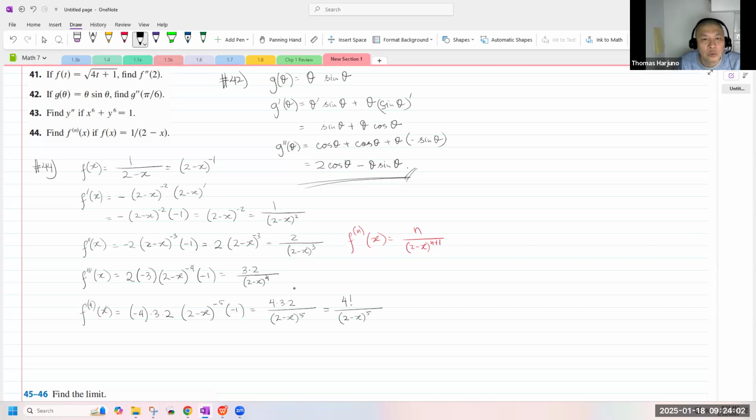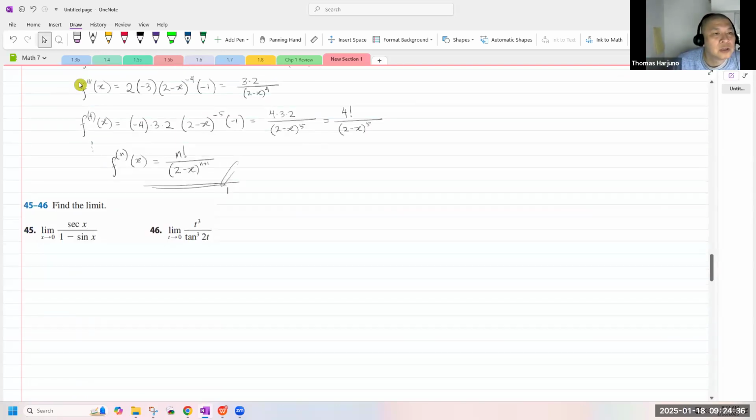And then later on we take the derivative of the power of negative 5. I have 5 factorial. Oh, then I think the general formula for this is n factorial over 2 minus x to the power of n plus 1. I think that's the pattern. Okay, that's for number 44.